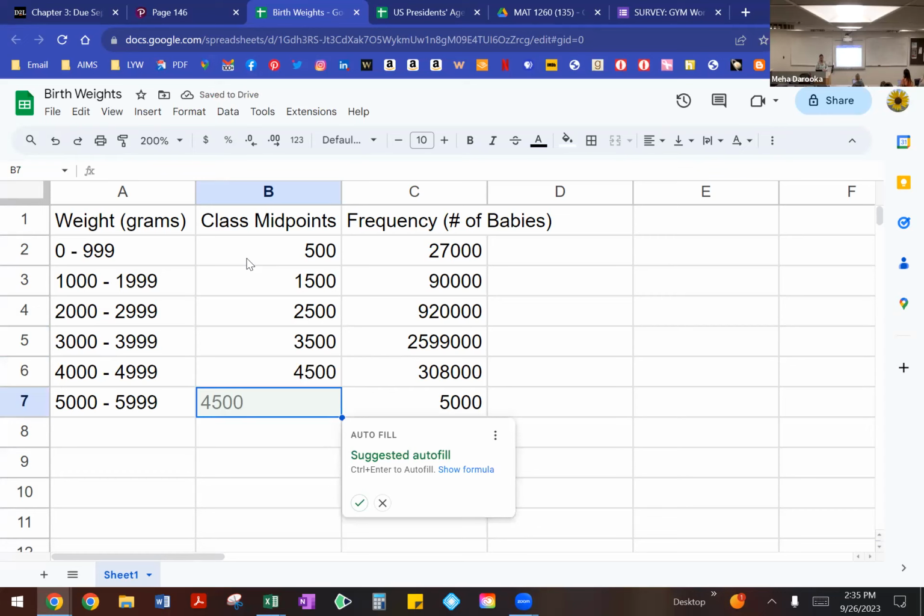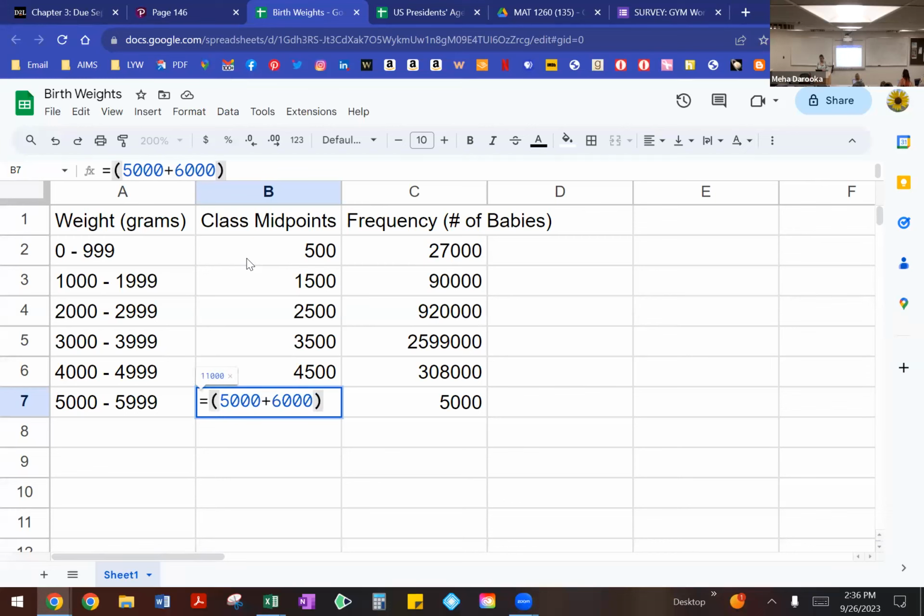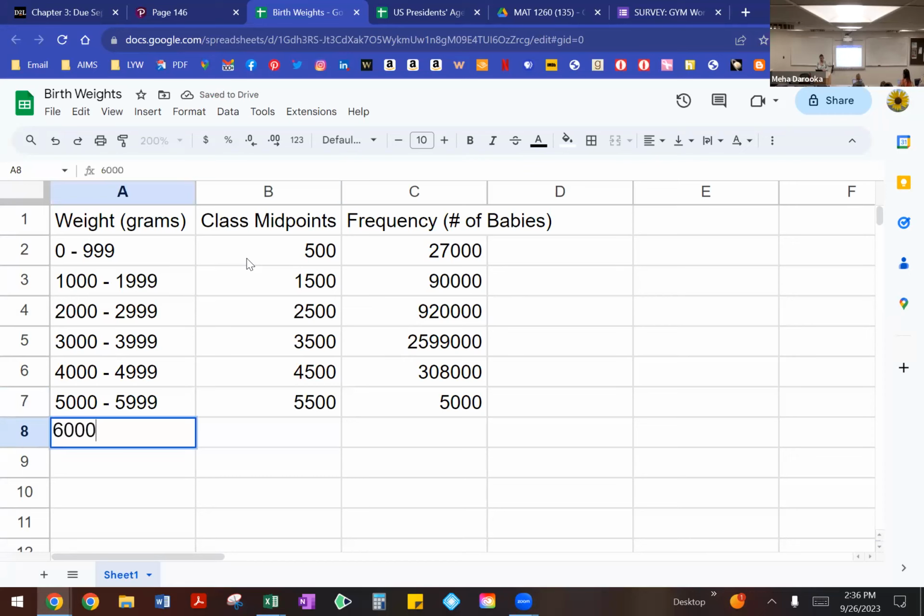Now, what will we need to do for this last one, since you have 5,000 as the lower limit? 6,000. Very nice. So you imagine if you had another class next to it, that would be starting at 6,000. So you would be going 5,000 plus 6,000, so that would be 6,000 to 699. But obviously we don't have that class, so you're just using the 6,000. Okay, so this is your class midpoints.